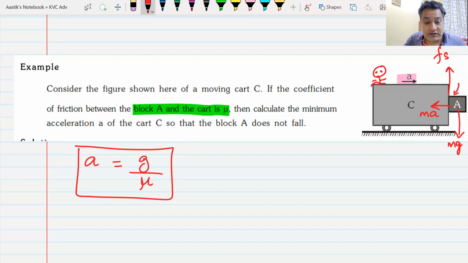Remember this result because this is a question that has come many times and it may come straight away in your exam. So I'll give you 2 minutes to note it down.